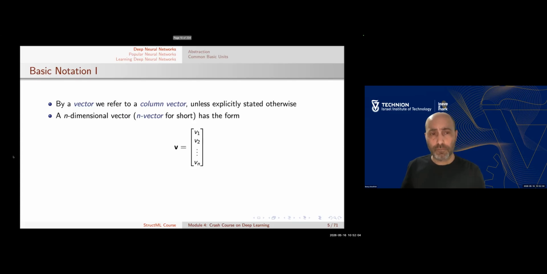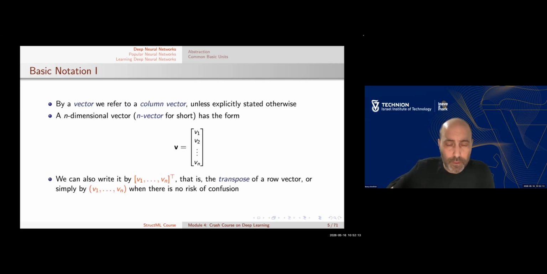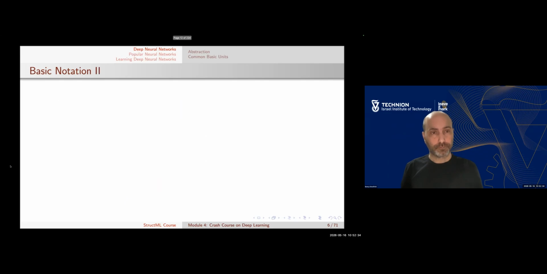So a vector is a column vector. We write it like this. Okay, a column of values, v, an n-dimensional vector. I can also write it as the row vector transpose, okay? And when there's no risk of confusion, I write the column vector as a row with ordinary rounded parentheses. Okay, this is confusing, but I'll use it when there is no risk of confusion.